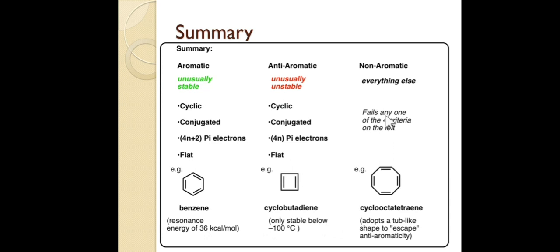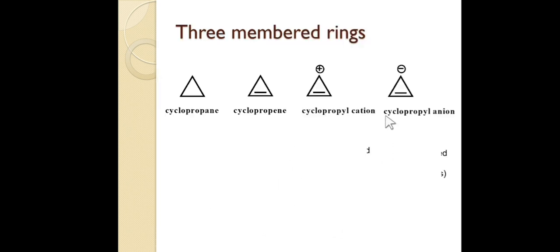Now friends, let's start with the smallest ring system, that is a three-membered ring system. Now you need to help me to identify whether the compounds are aromatic, antiaromatic or non-aromatic. Let's start with this first example of cyclopropane. So what is cyclopropane? Is it aromatic, antiaromatic or non-aromatic?